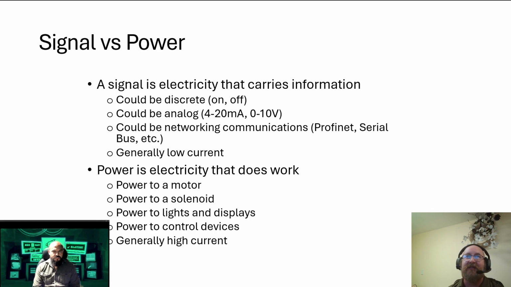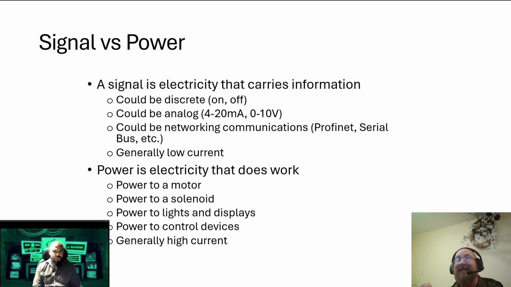On the signal side of things, it could be discrete, i.e. on or off. It could be analog, which could be 4 to 20 milliamps. It could be 0 to 10 volts. And it could be networking communications, Profinet, some sort of serial bus protocol, et cetera. Generally, they're low current, but there are exceptions to those.